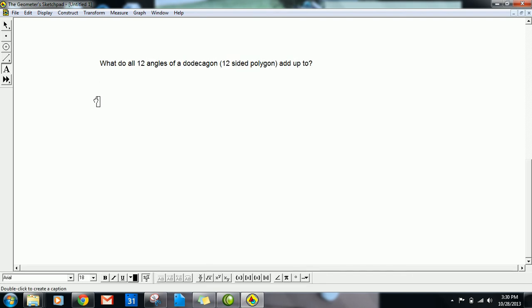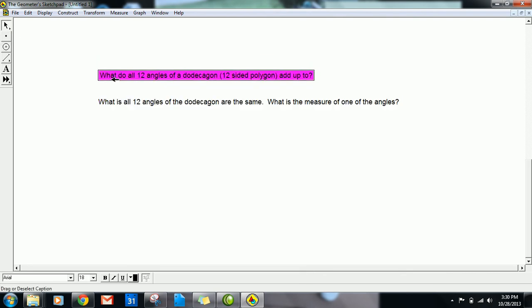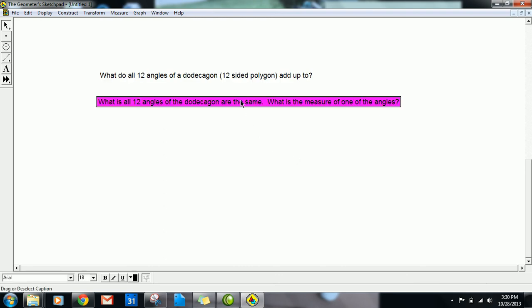And number 2, what if all 12 angles of the dodecagon, 12-sided, are the same? What is one of the angles? Really, what is the measure? Remember, there are 12 angles, but I'm asking what's one of them. So I want you to think about it: I can get the sum of all those 12 angles. And then, if they're all the same, what's the measure of one of them? That's what I want you to think about for tomorrow.